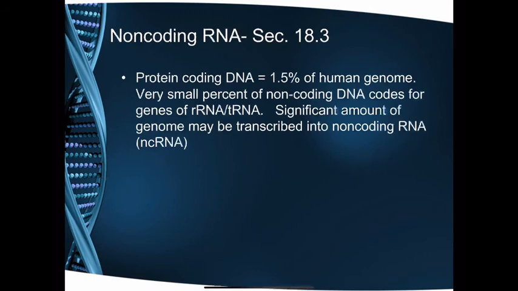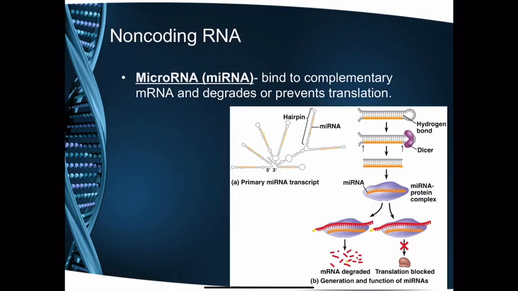Okay, so when we look at our DNA in humans, only about 1.5% of it codes for proteins, and so that's a very small amount. We have a lot of non-coding DNA. Some of that is going to make the rRNA, the ribosomal RNA, and the tRNA, the transfer RNA. But a lot of it is going to be non-coding RNA, abbreviated here ncRNA. So let's talk just a little bit about this non-coding RNA.